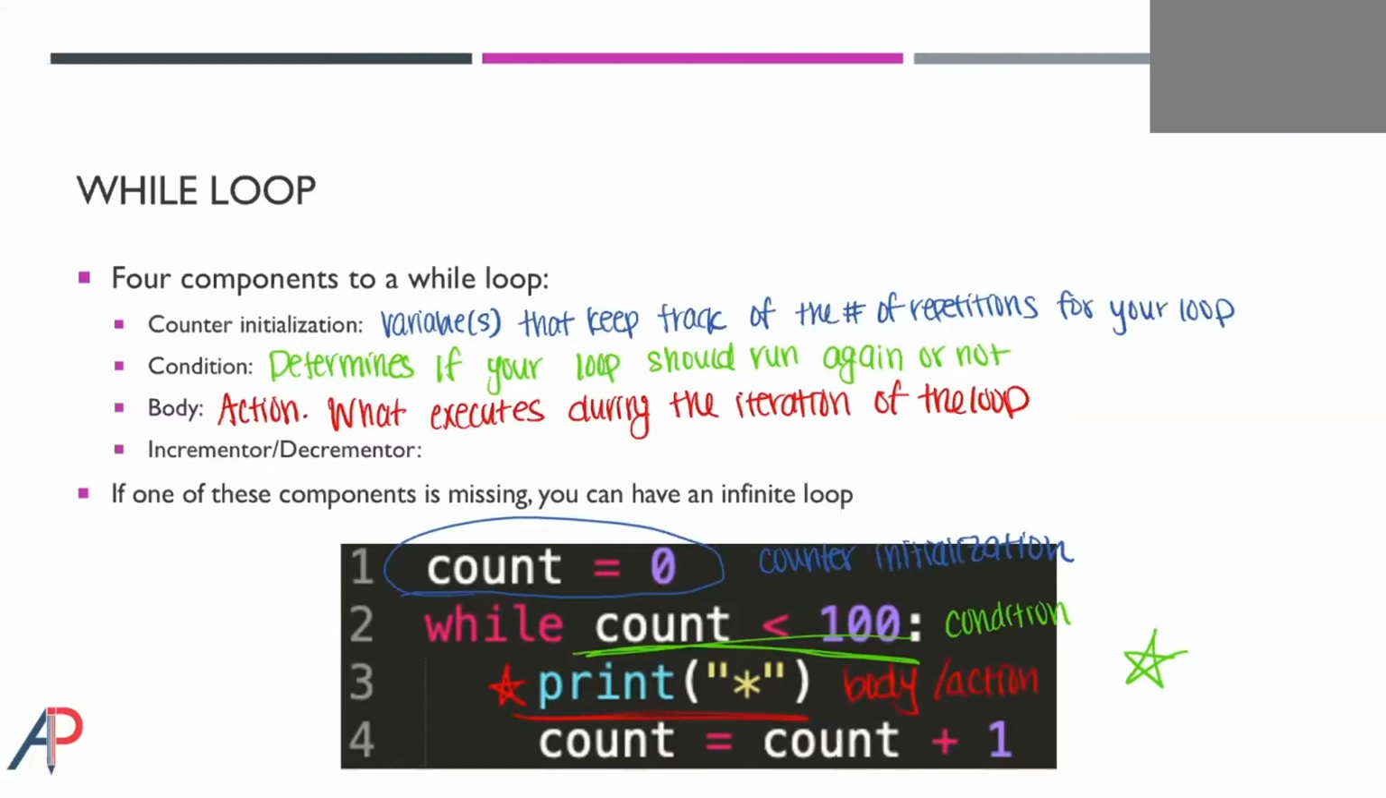This is what is going to execute in the case your for or while loop condition is true. And finally, we have an incrementer or a decrementer. Increment means to increase, and decrement means to decrease. This is going to update your counter so that you can avoid an infinite loop.